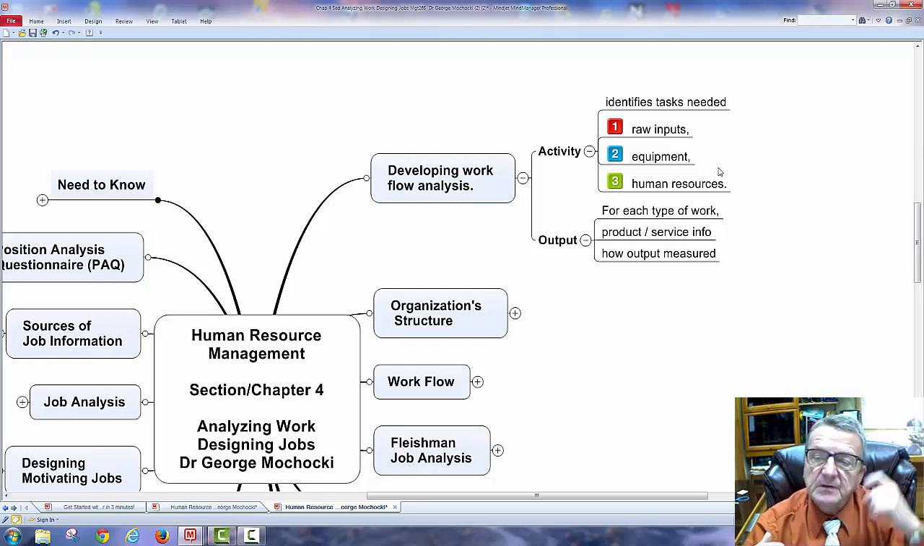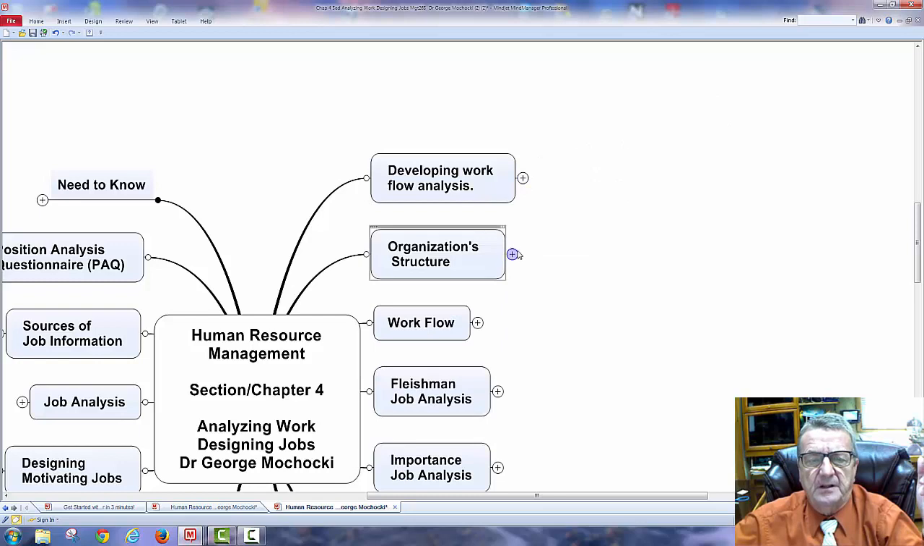Now, for the output for every type of work, again, I'm looking at the product or service information and how to measure the output. So I have some individuals that will be doing this on a day-to-day basis. Others may be doing this as a supplemental or cross-training. Do I measure the same output for one that does it every day or one that does it once a month? Those are some questions HR has to answer.